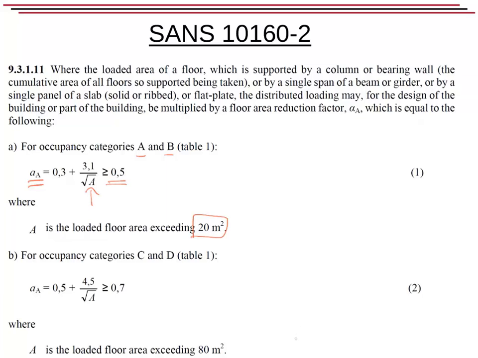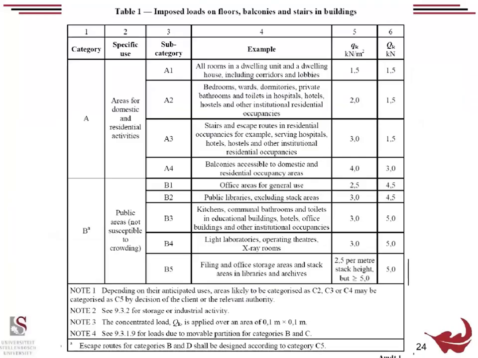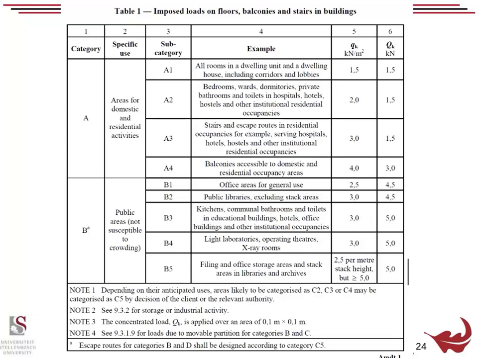So let's say you are designing a column and the column carries 100 square meters. You don't need to assume every square meter is loaded all at once. You can reduce it. The same thing for categories C and D. You have an area, a reduction factor that you multiply by your imposed load just to get to a more economic solution. And so that you would apply to these loads here.